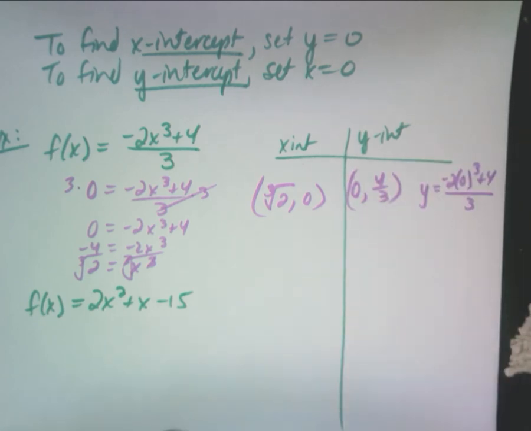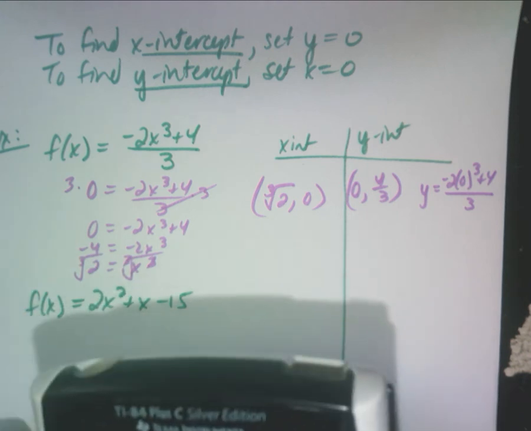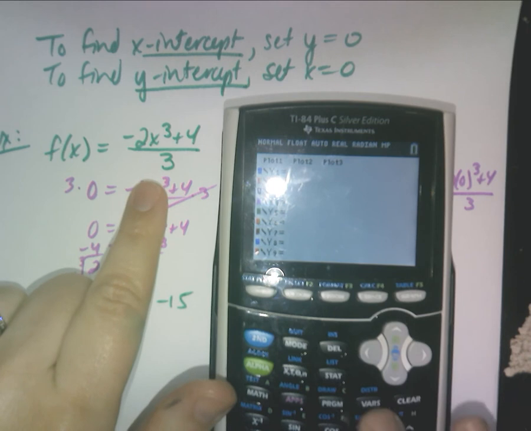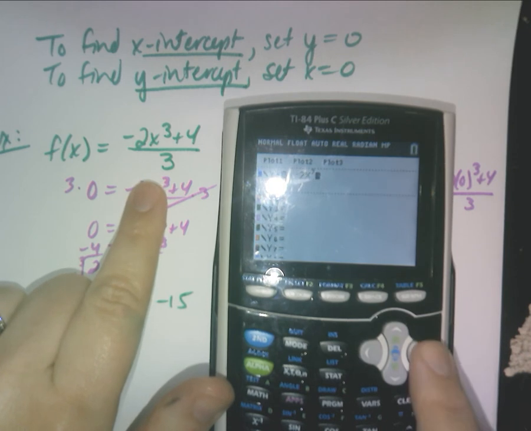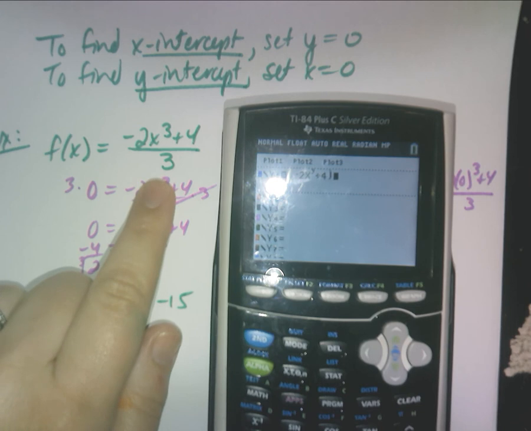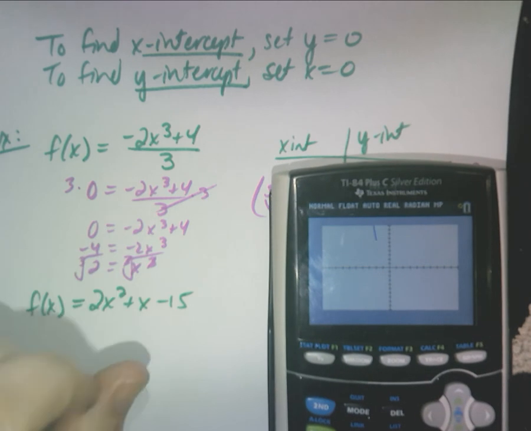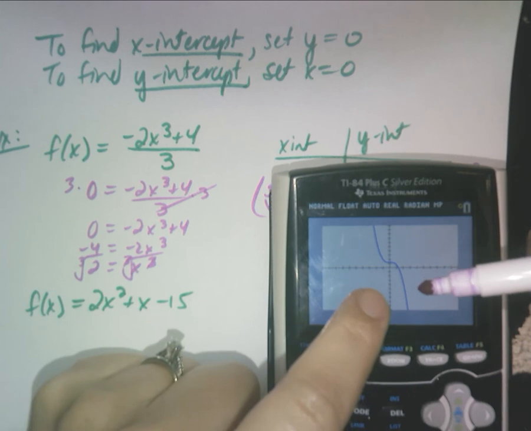And just to show you, if my calculator is available, here's one, as I think it would be interesting for you to see. If we type this in, negative 2x cubed plus 4, and then divide by 3. Let's hit zoom 6. If you can see it, there it goes. So there we go. Look at where it's hitting, okay?